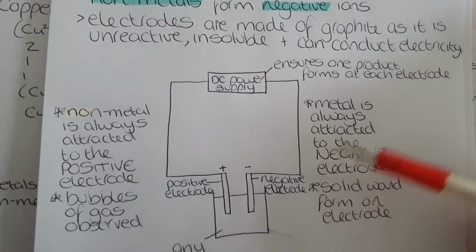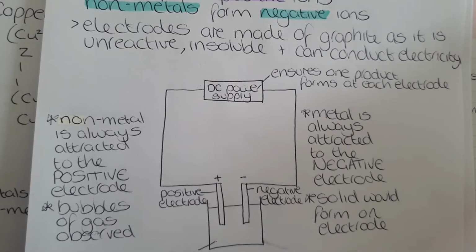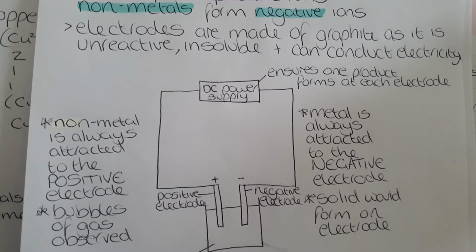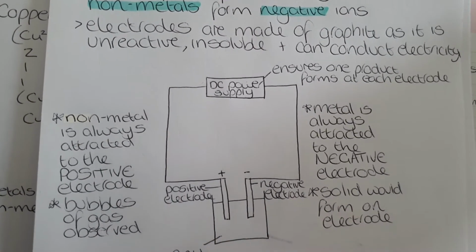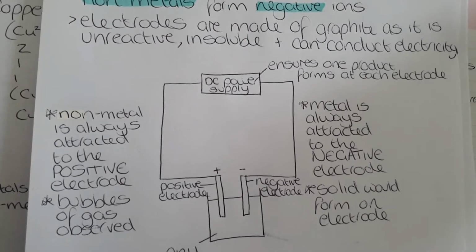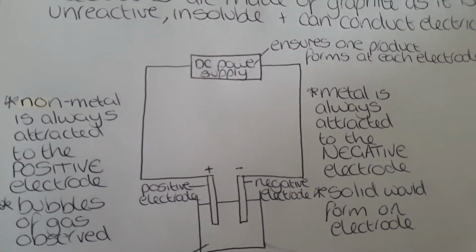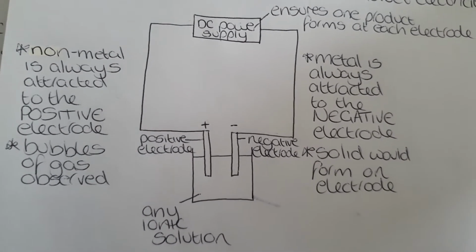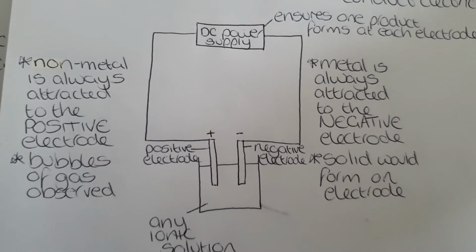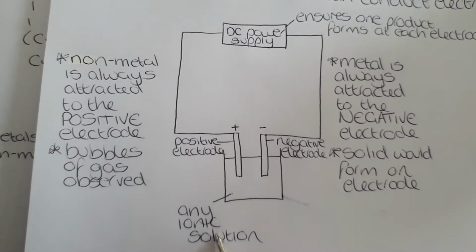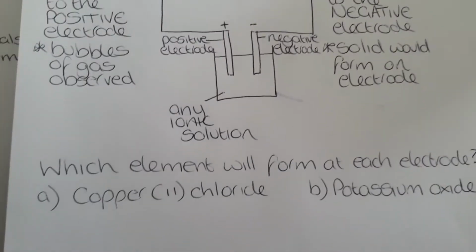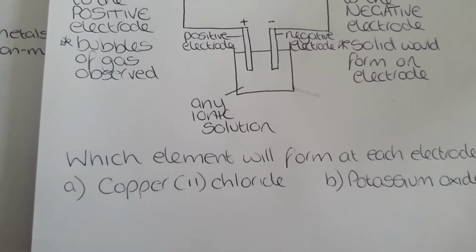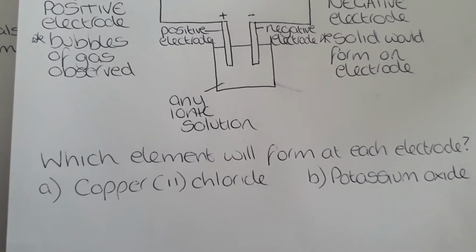On the negative electrode, you would get your metal forming because metal ions are positive, so they're attracted to the negative electrode. This would form as a solid. What colour it would be depends on the metal, so it's enough to just say solid. Now, I have just left this as a generic diagram. You could get asked which specific non-metal and metal form, depending on which ionic solution is used. So the bottom section here is how to decide which element at each side based on a specific ionic solution.